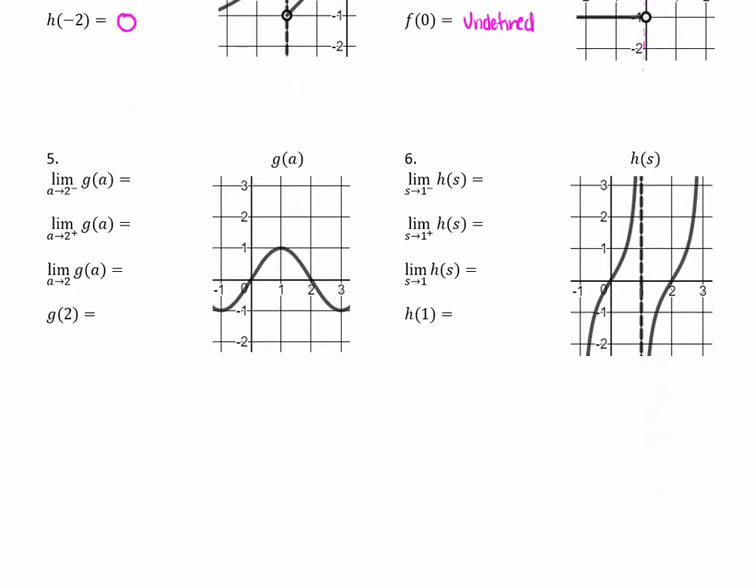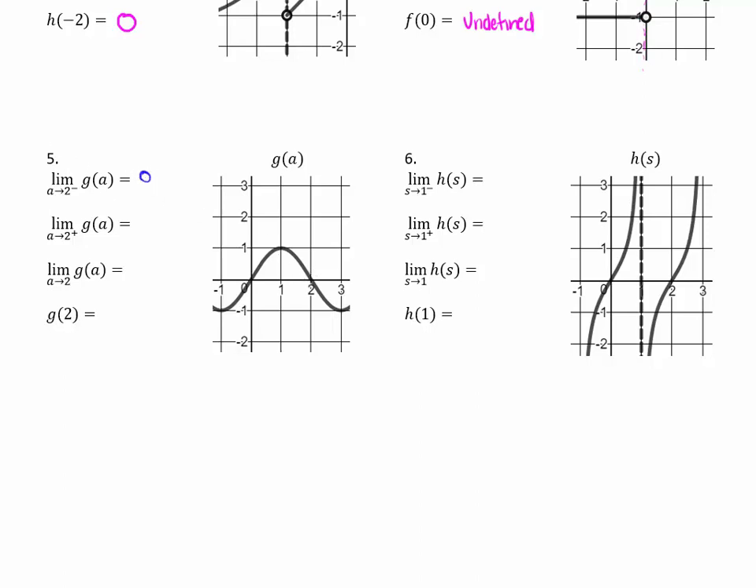All right, scroll down here, take a look at number 5. This time we're dealing with function g of a. So our input is a, our function is g. So here we go. We want to find out what happens to the limit as a approaches 2 from the left. So here's 2 right here. As we come in from the left, we're kind of bouncing all over the place. Our y value is increasing, increasing, and then it peaks out. And now it's decreasing, decreasing, decreasing. What is our y value getting closer and closer to as our x value gets closer and closer to 2? Well, it looks like it's going to get closer and closer to 0.